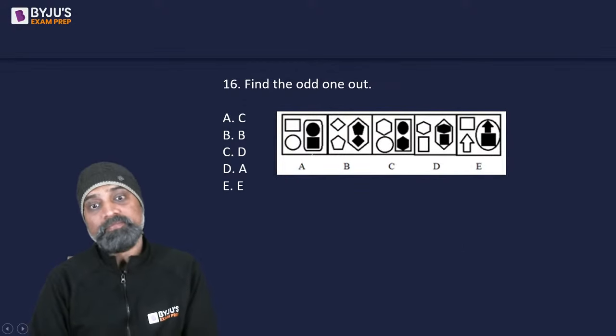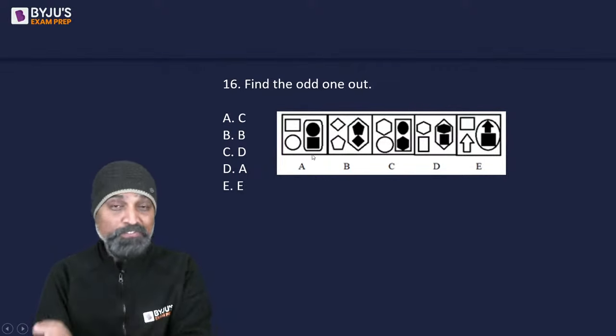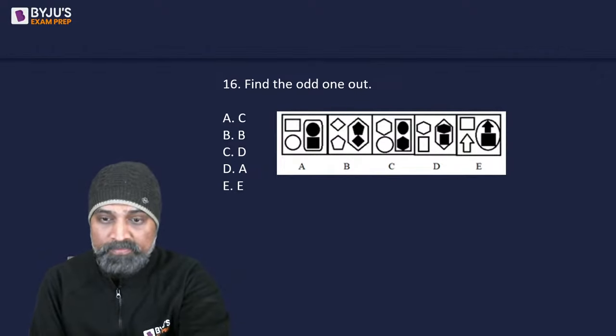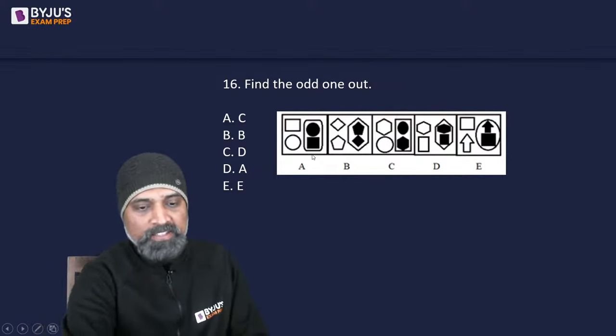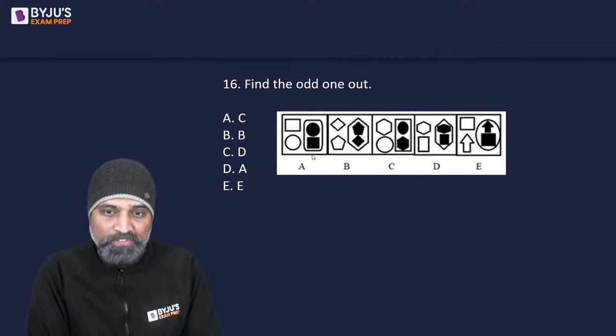Okay. Find the odd one out. Out of these 5 figures, A to E, one of the figures is different from the rest. We need to find out that one. Yes Gaurav, the line will be fixed. Okay. Which one do you guys think is the different one?